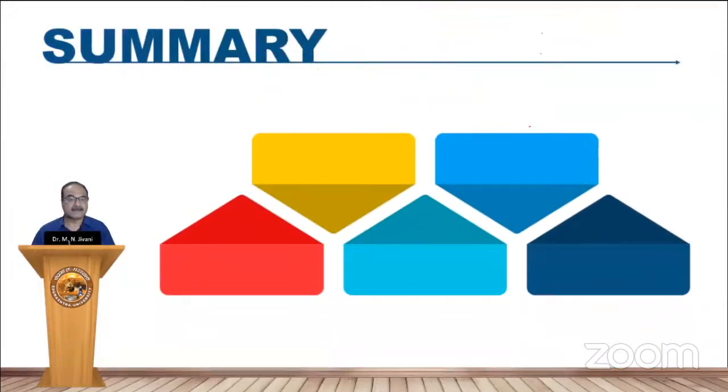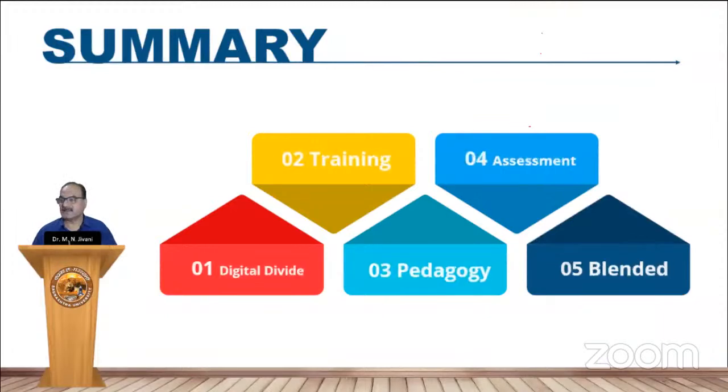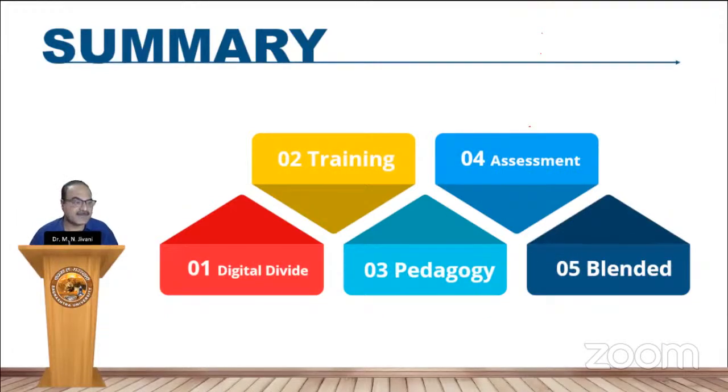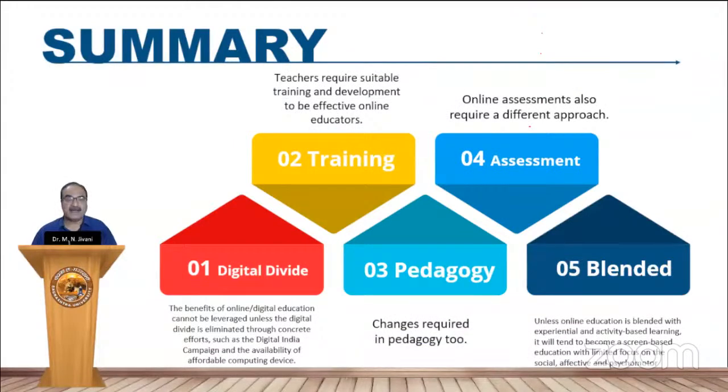Summary, these are the five stages, very important: digital divide, training, pedagogy, assessment, and blended. Without these, nothing can be done in online mode. The digital divide: until and unless people have a device or network, you cannot provide equity. The second one is training: to use a device and get access to the network, one has to be trained. So training must be there.